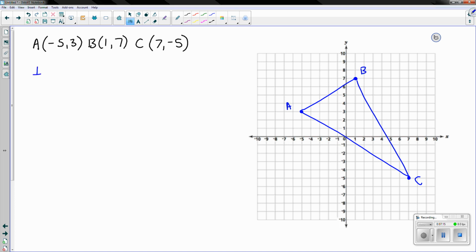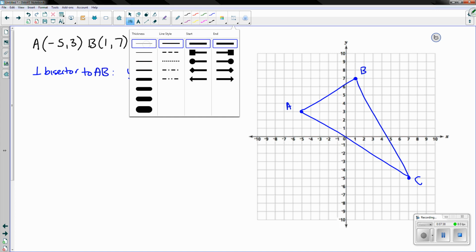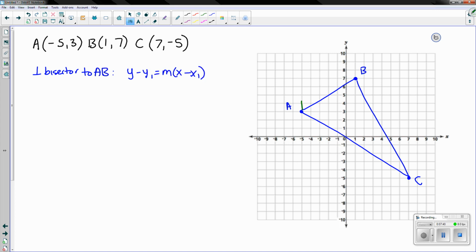So we're going to do perpendicular bisector to AB. So as we mentioned, we need to write the equation of the line, and we're going to write y minus y1 equals m times x minus x1. That's our general format. We need a slope. So to get our slope, we have to find the slope of A to B. Now we can count rise over run if we want. So we're rising a +4 and we're running a +6. So the slope would be 4 over 6 or 2/3.